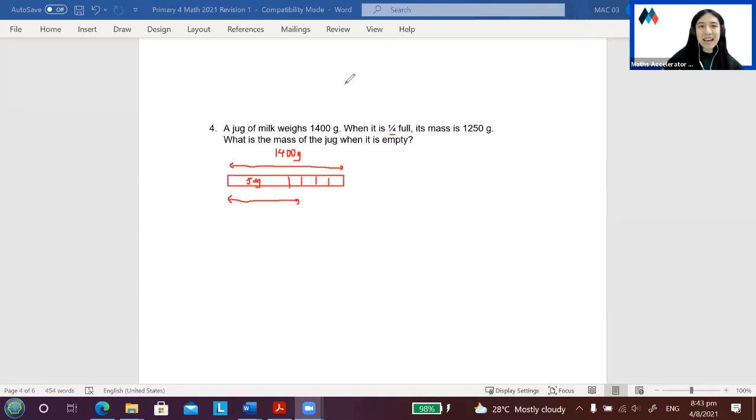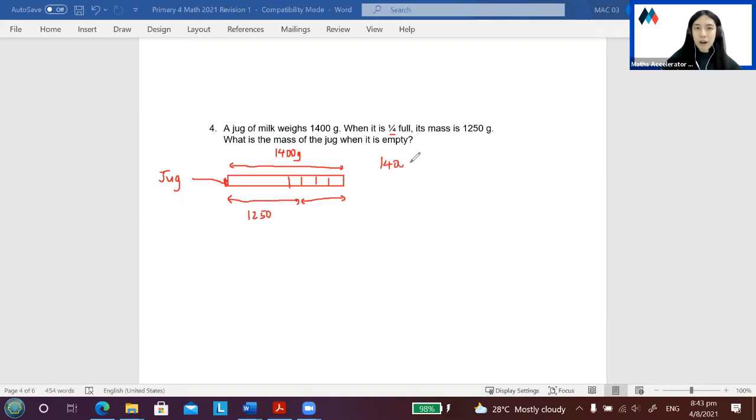Oh, sorry, Janelle. Yeah, I know I don't write very clearly. So yeah, this is the jug. So this part, which is the jug plus 1 unit, this is 1,250, right? So the difference between these two will be, that's the answer for 1 unit. Yes, Josh. Yeah. So the difference between these two will be 3 units, right?